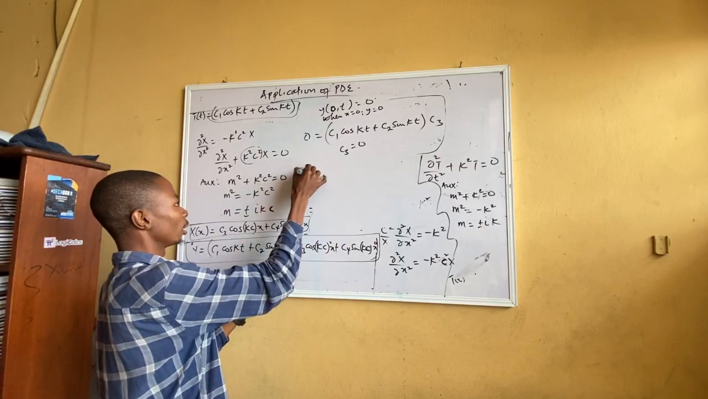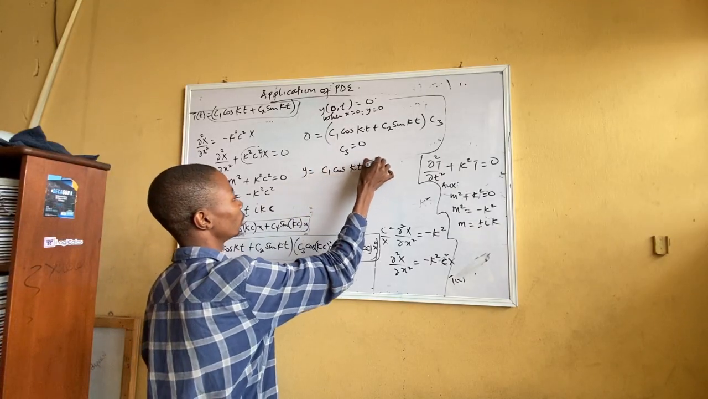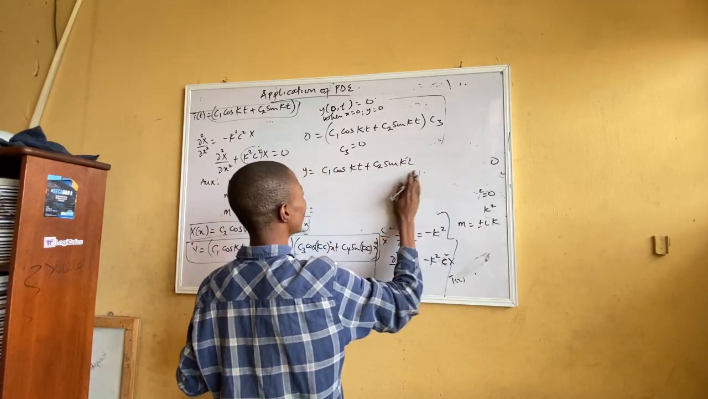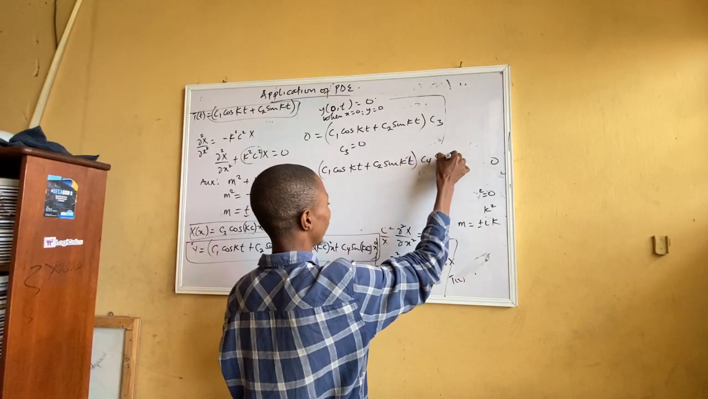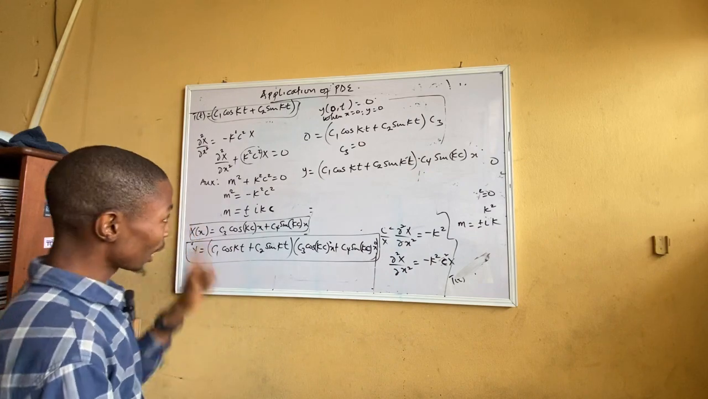So y is equal to c1 cos kt plus c2 sine kt, right? We are not having the c3 part anymore. Then c4 sine kcx. That's the new solution. So that is condition 1.